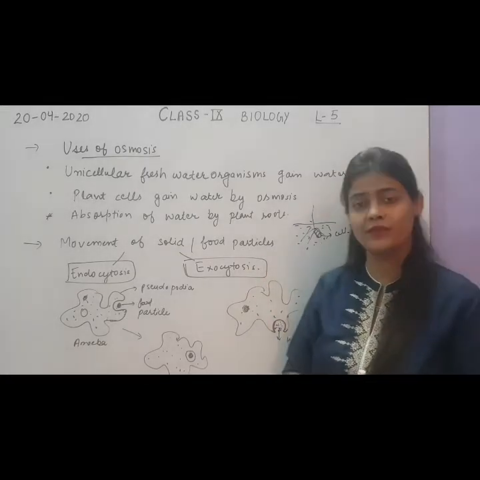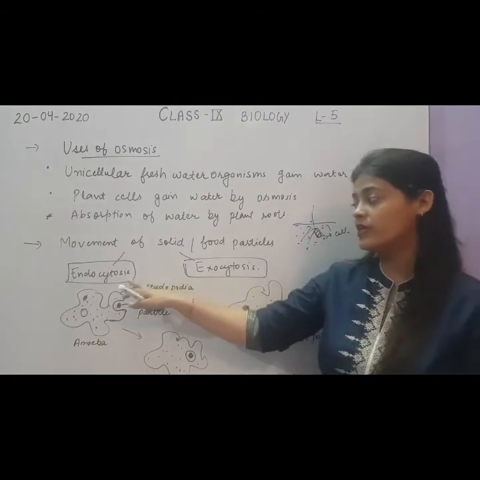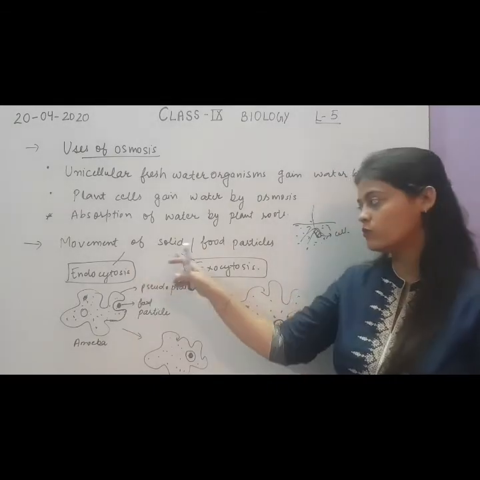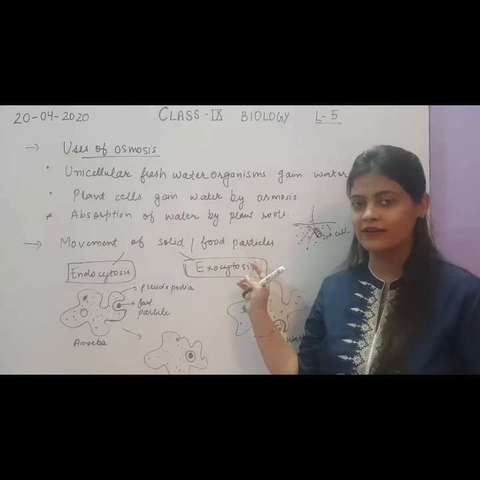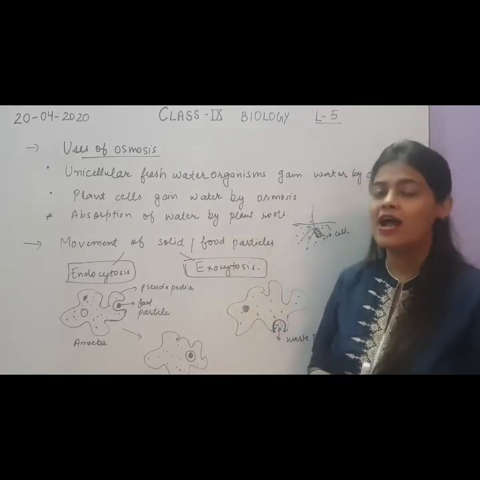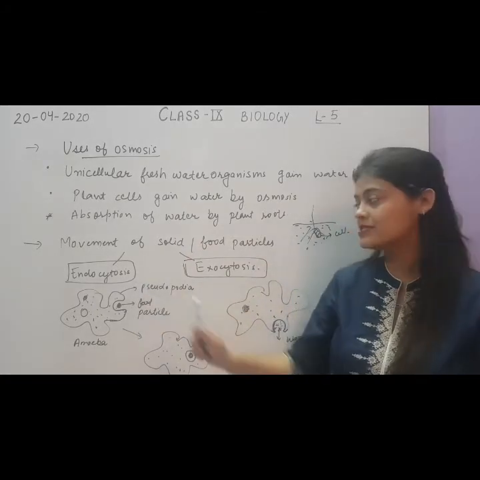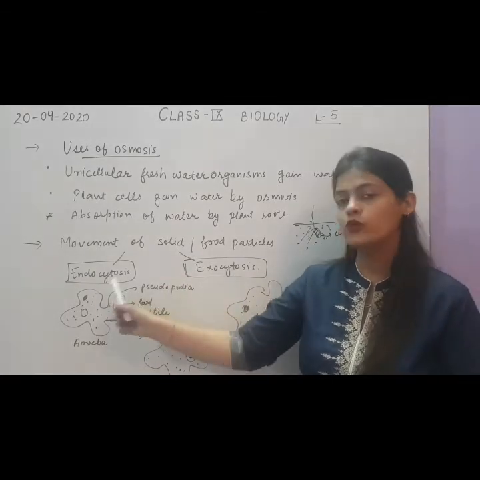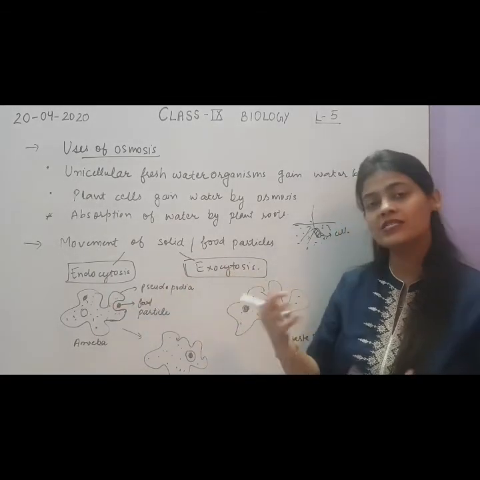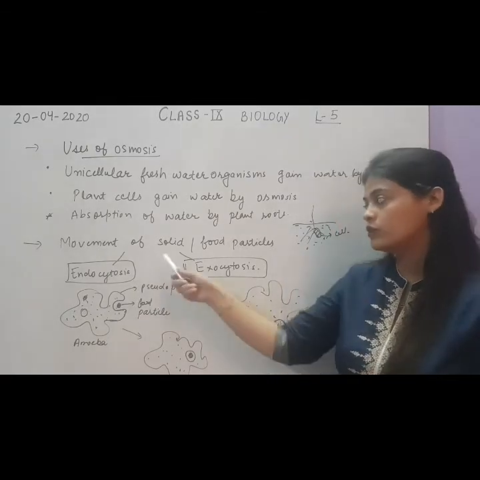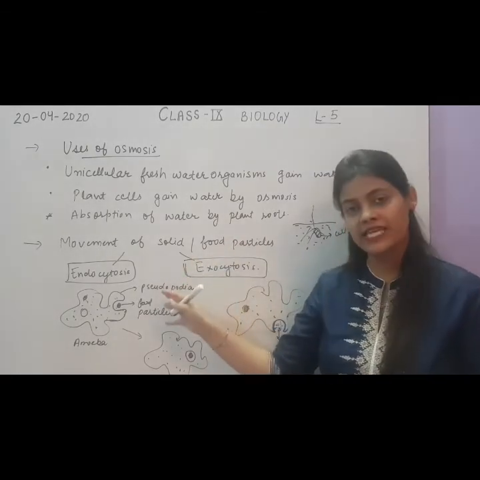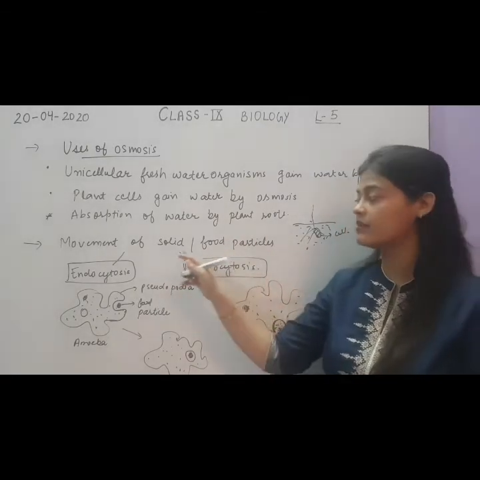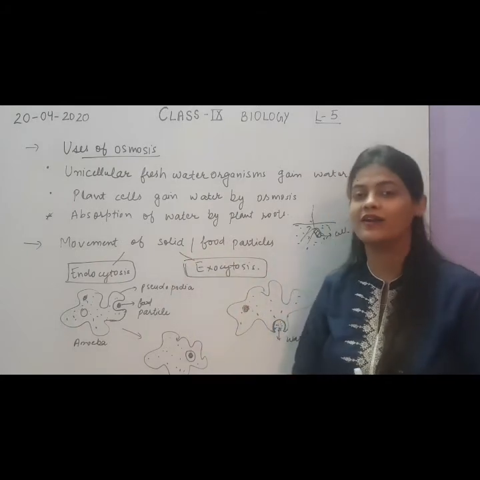How do they move? Their movement is called cytosis. So the movement of solid or food particles is called cytosis, and there are two types of cytosis, endocytosis and exocytosis. So endo means going inside, exo means coming out, exit. So the meaning is the same, but here we will discuss the movement of solid or food particles.